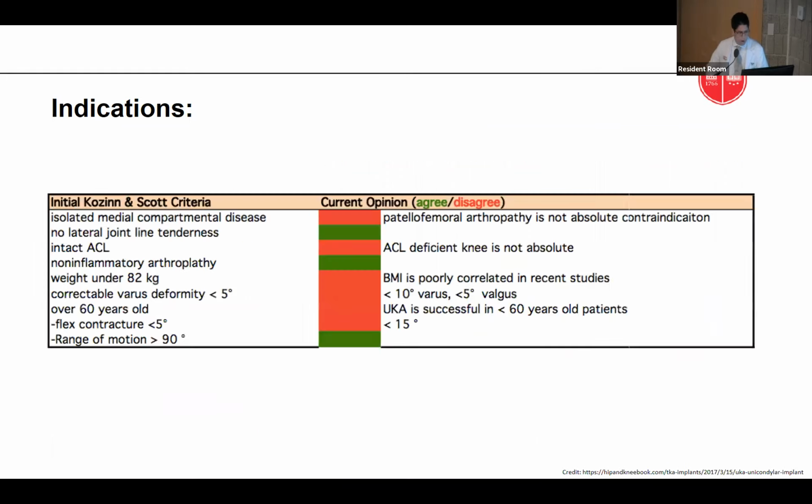This graph describes where these criteria fit within today's literature. The initial criteria from 1989 that Dr. Kazan posited are on the left, and you can see that out of the original 10 or so, only 3 of them does the current literature still agree on. For most of them, new literature has come out either contradicting them or expanding upon those limitations. So more patients are qualified to get partial knee replacements.